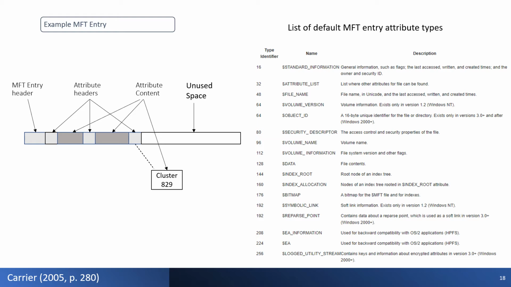MFT entries can have several attributes. An MFT entry starts with an MFT header and also includes attribute headers and attribute content, and there is also unused space in an MFT entry. You can also review the MFT entry attribute types from the table right here.